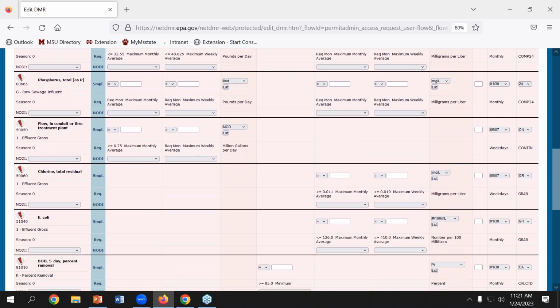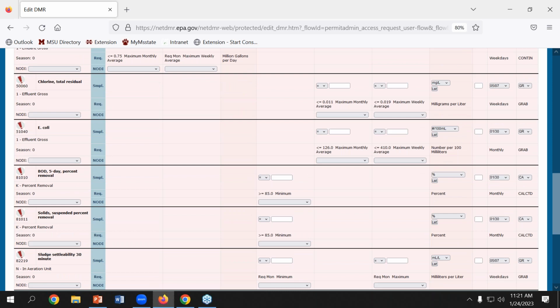Total chlorine residual. This is also a weekday requirement, 5 out of 7 days. And if you notice, the permit limits are pretty low, 0.011 max monthly, 0.019 max weekly. So to meet a chlorine residual that low, you would also have to dechlorinate. So this facility chlorinates and dechlorinates in order to meet an average that low.